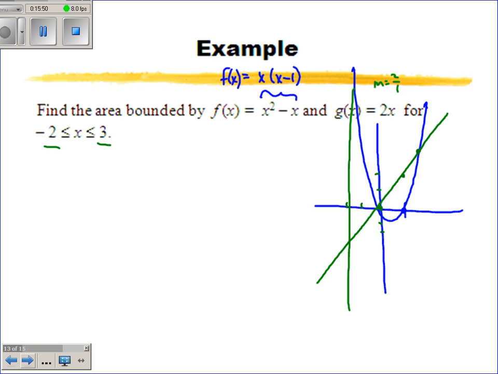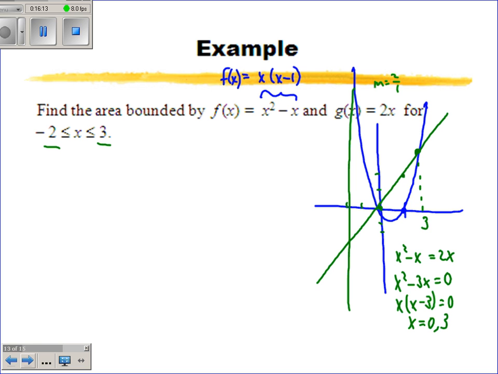Let's find this intersection point first. The intersection of these two would be x squared minus x equal to 2x, or x squared minus 3x equal to 0. So that means x times x minus 3 is 0. They intersect at x equals 0 and x equals 3. This point is the point where they're intersecting. So this is x equals 3.